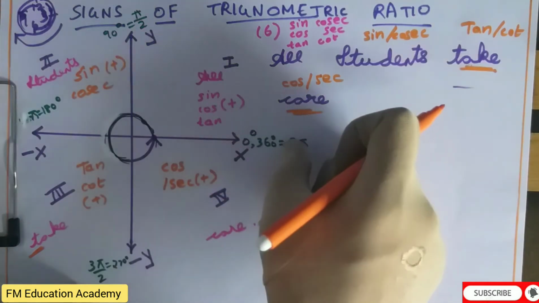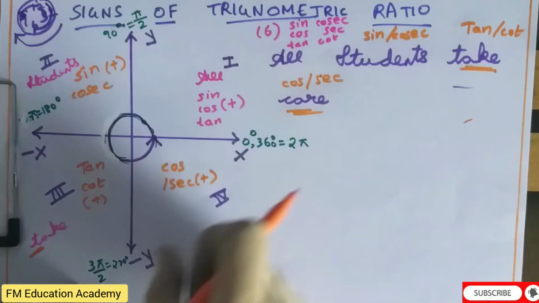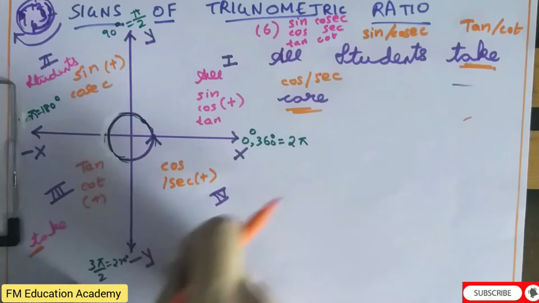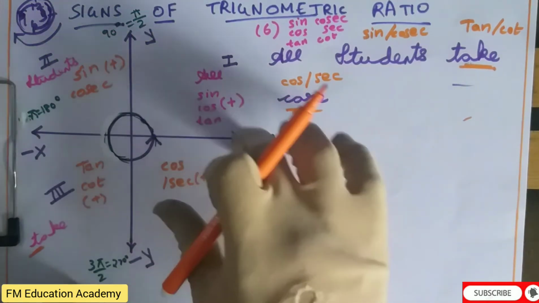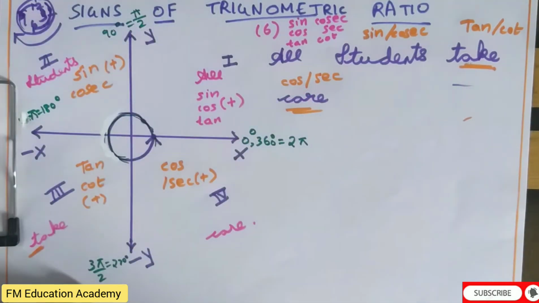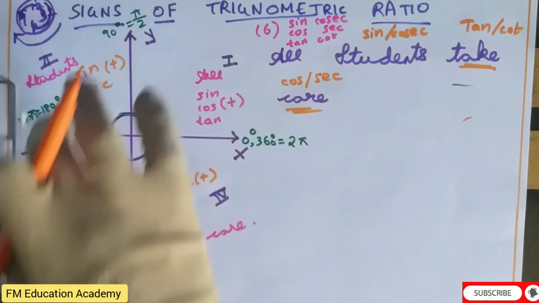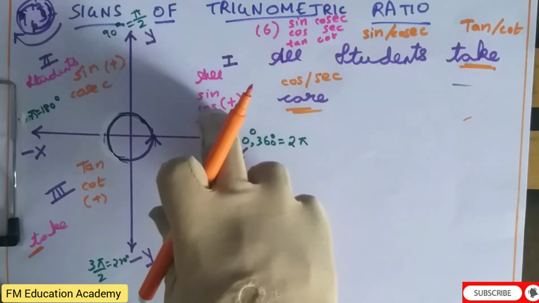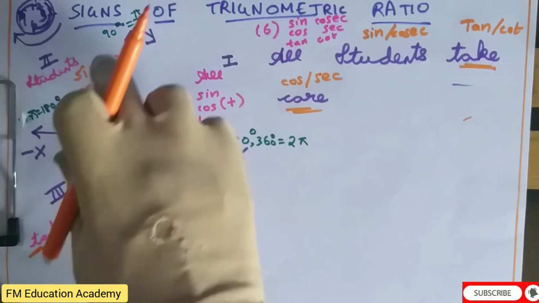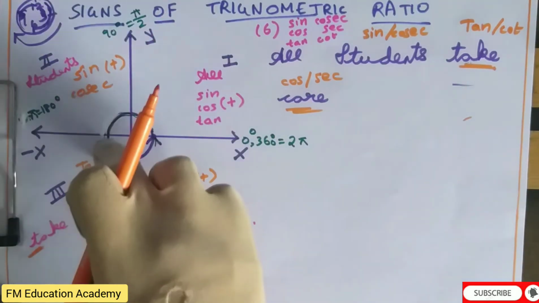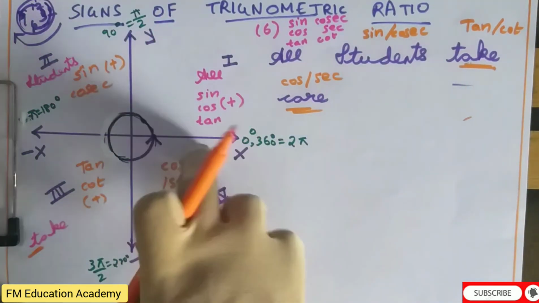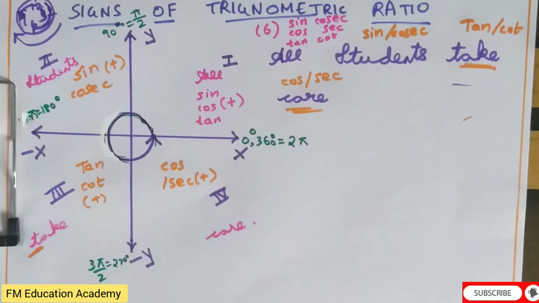That is between 270 degrees and 360 degrees. Here in this fourth quadrant, cos and secant will be positive. Remember this like "All Students Take Care". All means all six trigonometric ratios. Students means sine and cosecant will be positive. Take means tan and cot will be positive. Care means cos and secant will be positive.